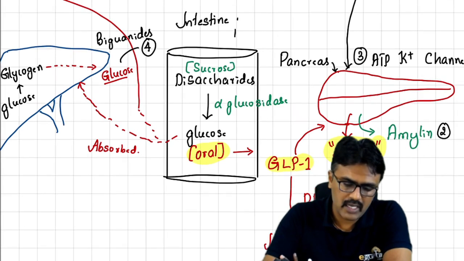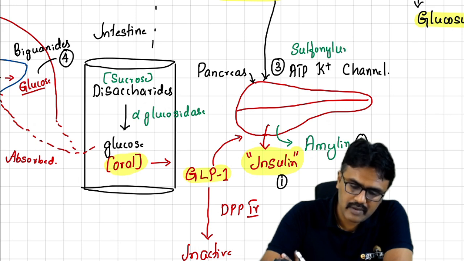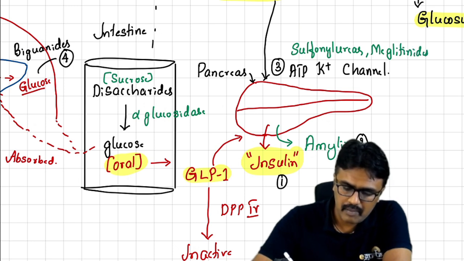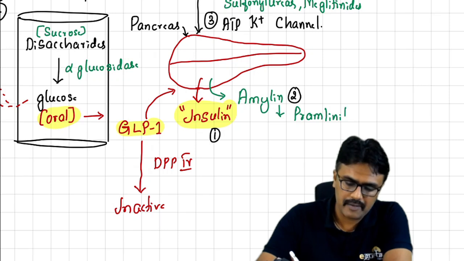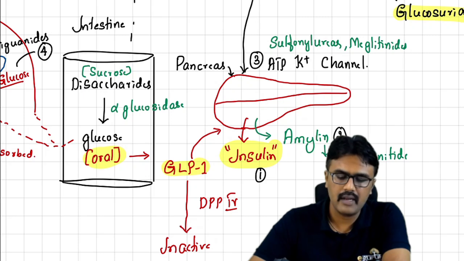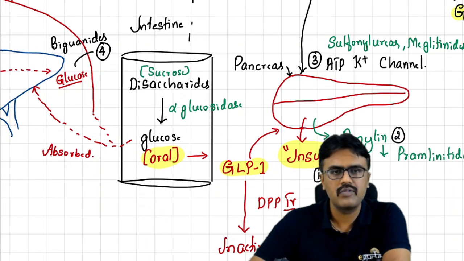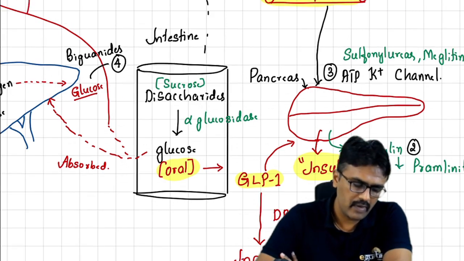Now the ATP sensitive potassium channel is being affected by, let me write the drug here itself. One is by sulfonylureas, and one more is by meglitinides. Now the amylin mimetic drug is none other than pramlintide. So I write it above. It is the pramlintide. So first is insulin, second is pramlintide, third is sulfonylureas and meglitinides. Fourth is the glucose output is blocked by biguanides, that is the metformin.